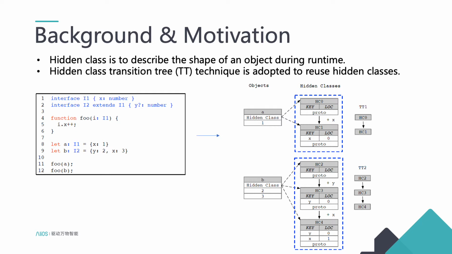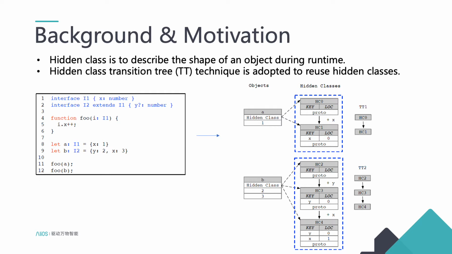Next, when a property X is added to object A inside function foo, a new hidden class HC1 is created by the V8 runtime to record the new property's layout information in the form of a key-location pair. After HC1 is created, the hidden class field of object A is reset to HC1 from HC0, and the value of the property X is stored to location 0 inside A.